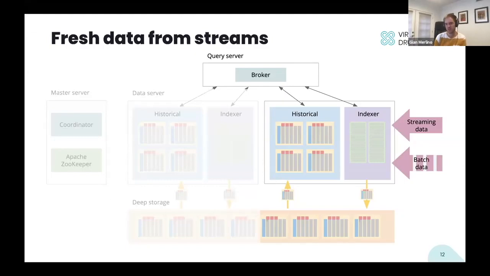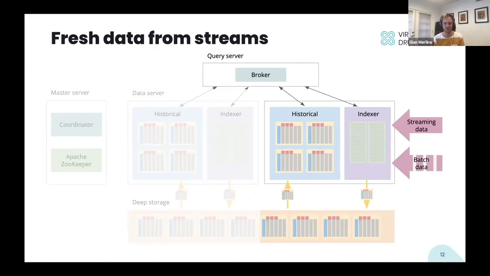Staying on this picture for a bit, but masking off parts of it that are irrelevant to this point, I wanted to talk about loading fresh data from streams. So the way that we load data in Druid is through these indexers that run on the data servers. And indexers are responsible for pulling data. Druid's got a pull-based model. They will pull data from either batch locations or stream locations.